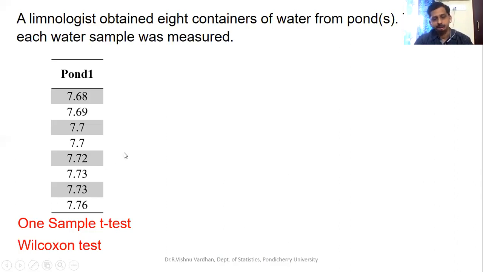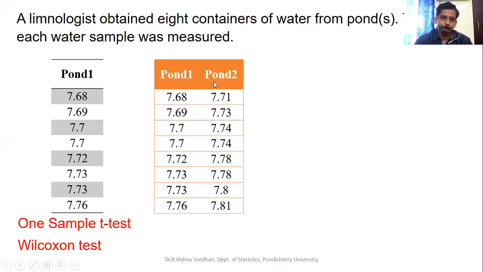Okay, let us consider the limnologist collected data of these samples from 2 ponds. Let us take pond 1 and pond 2. Now, the objective will become whether the pH concentration is equal in both ponds, or which pond has the highest pH concentration when compared to the other pond.